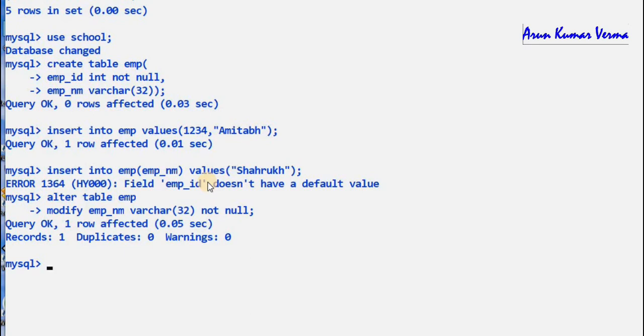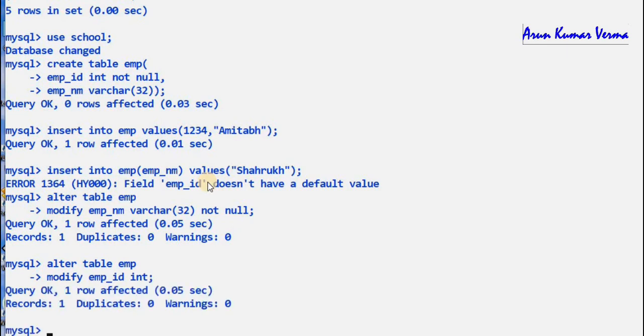So how to drop it? Dropping is very simple. If you want to drop it, again use alter table, the table name is employee, and write the modify keyword. Modify employee ID, and write the data type integer. This is the simple way to remove the not null constraint.